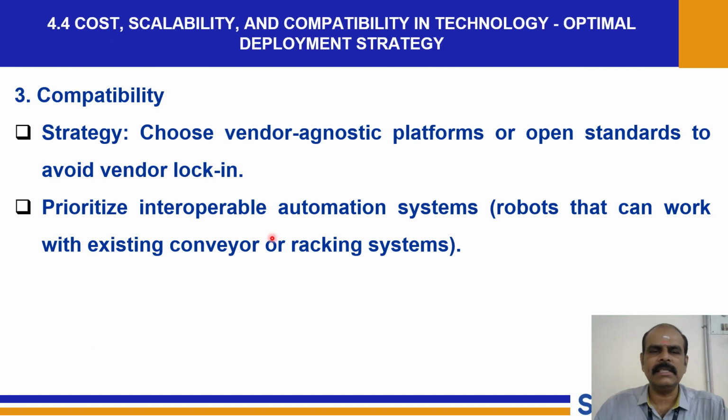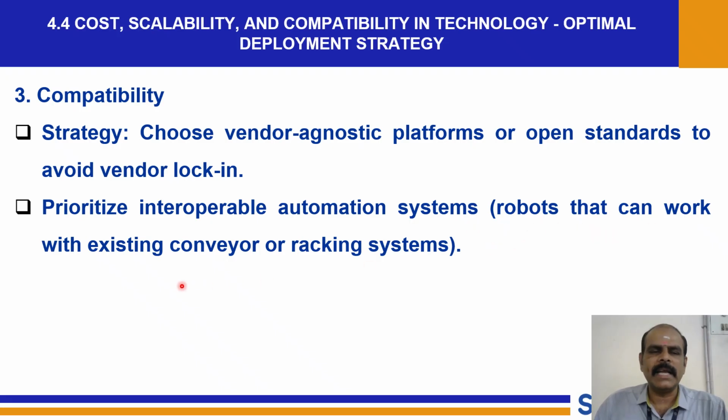Now, what is the strategy here? Choose vendor agnostic platforms or open standards to avoid vendor lock-in. Don't confine yourself to only one particular vendor. Always have an option. If A is unable to perform this task, think of B. If B can't, have C. Likewise, have multiple options. Prioritize interoperable automation systems.